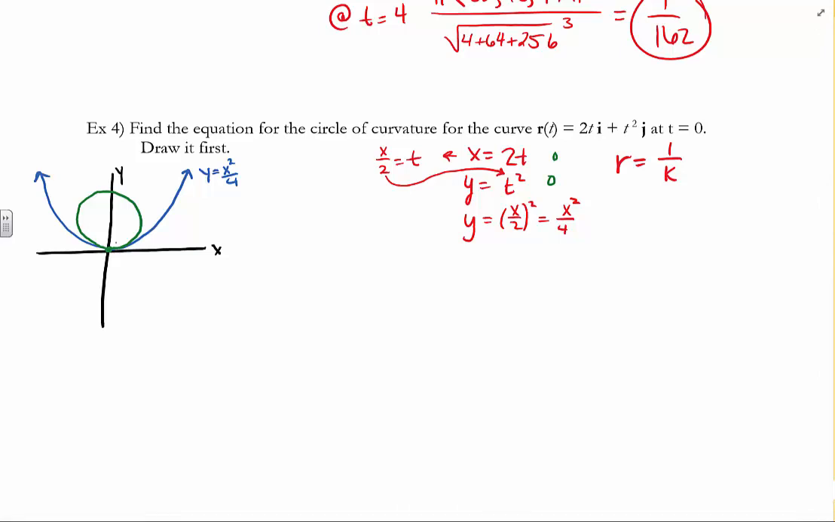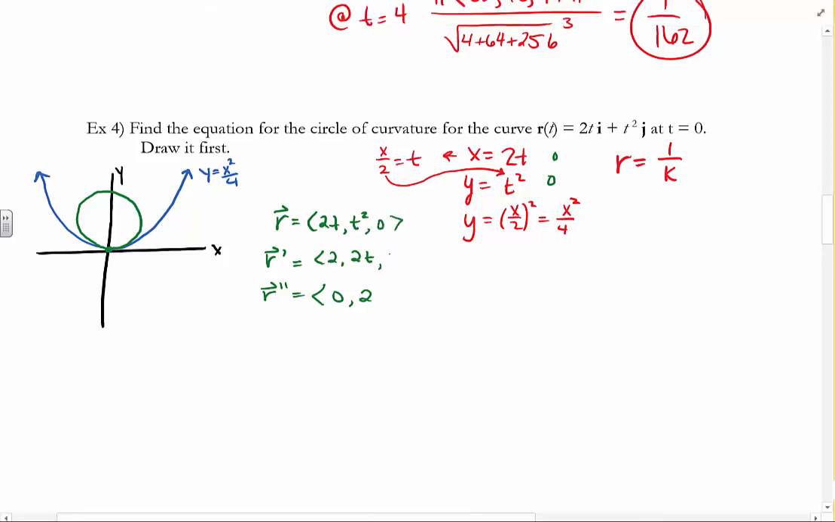We need to find the equation for the circle of curvature. Well, I should probably find the radius first, because a circle is nothing without its radius. So I'm going to find the curvature. My r equation was (2t, t squared), which makes my r prime (2, 2t), and it makes my r double prime (0, 2). Oh, and I forgot to add that third component there, so I can do the cross product and use the formula that we've used before.